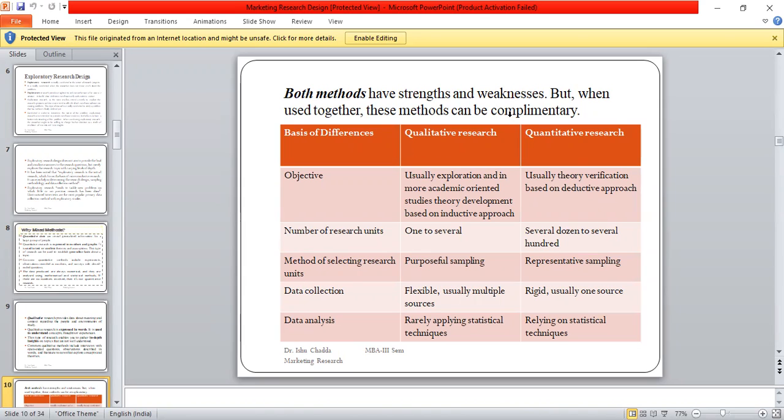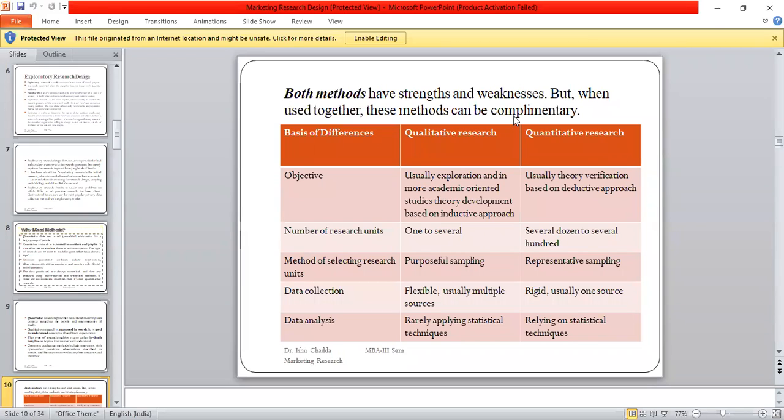Qualitative research considers exploration in detail. You want to study a theory, you want to see any development, so you follow an inductive approach. Inductive approach is related to when you have not yet established a theory. Quantitative research is concerned with usually theory verification based on a deductive approach, where you have already established a set theory and you want to check whether that particular theory is right or not. That means here you are following a deductive approach.